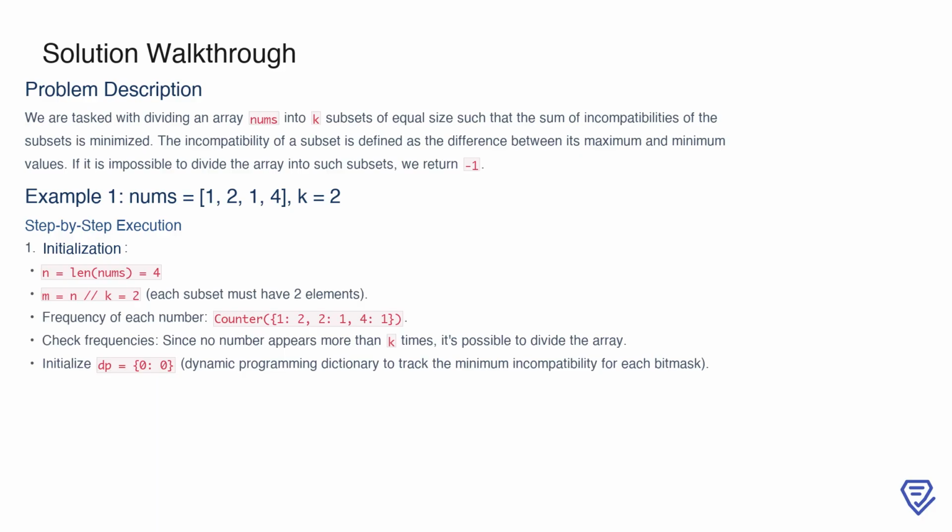For example, if nums is [1, 2, 1, 4] and k is 2, the array length is 4, so each subset must contain m = n/k = 2 elements. Using the frequency count of the array, we see that no number appears more than k times, which means dividing the array is feasible. We initialize a dynamic programming dictionary DP with {0: 0}, where the keys represent bit masks for subsets, and the values store the minimum incompatibility for those combinations.